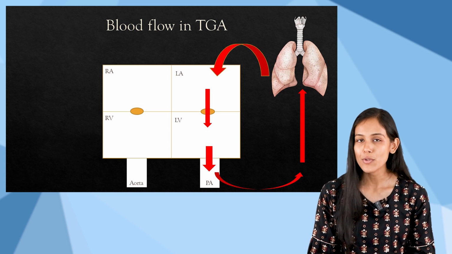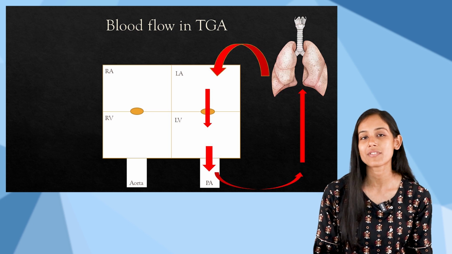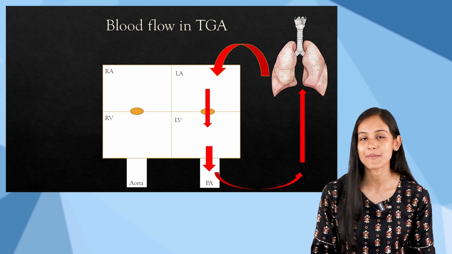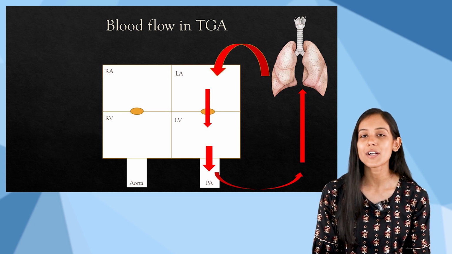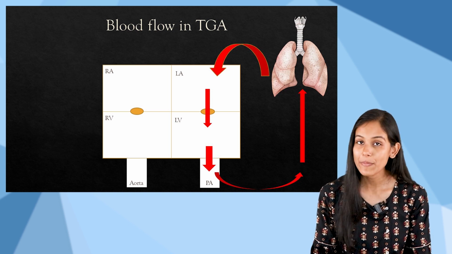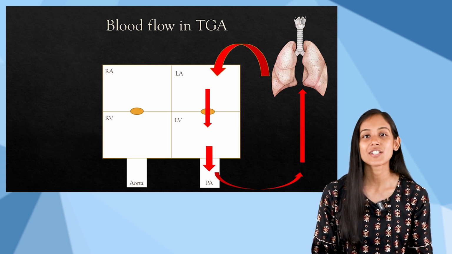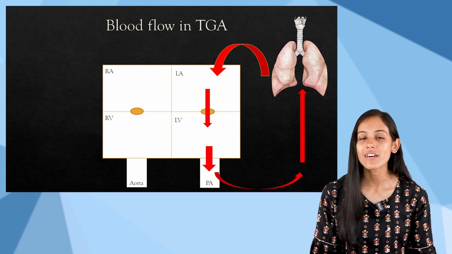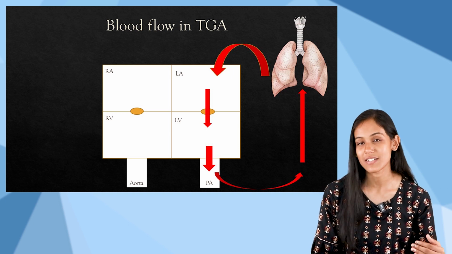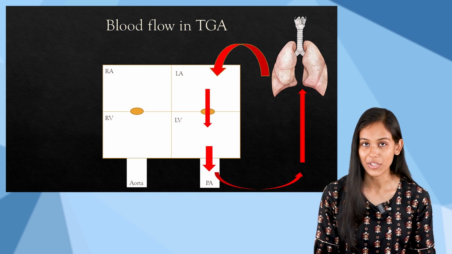Also, one more thing to notice here is that now the right side of the heart is controlling the systemic circulation. But in the normal heart, what we saw is that the right side of the heart would control the pulmonary circulation, and that's how it's supposed to be. But here it's not happening like that. So here, the systemic circulation is being controlled by the right side of the heart.